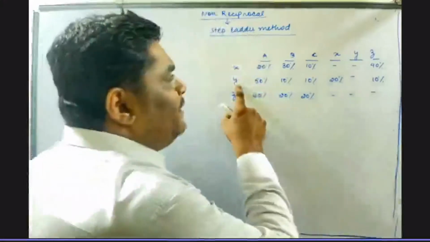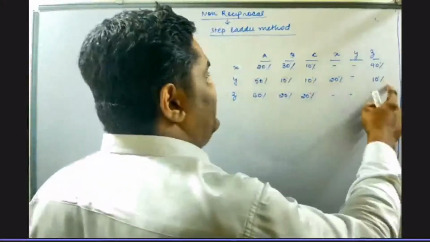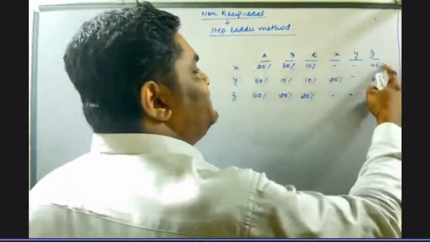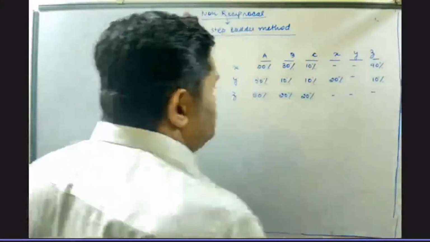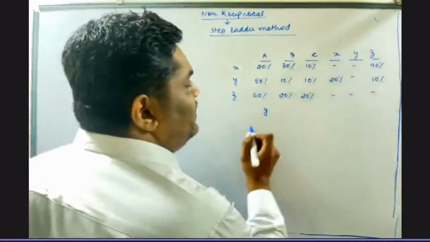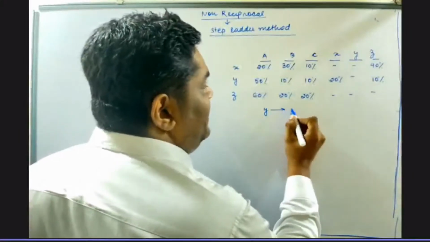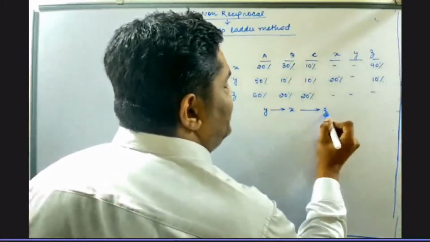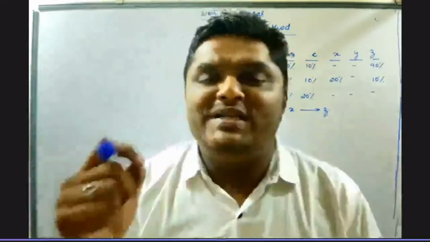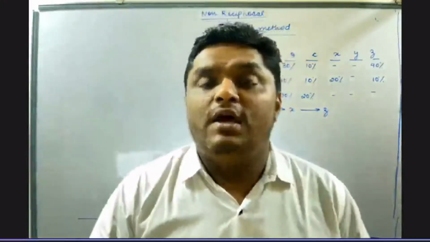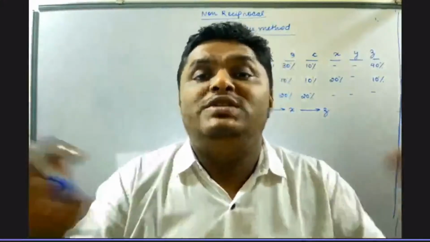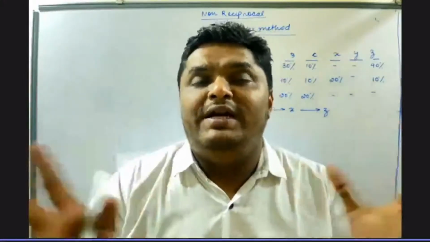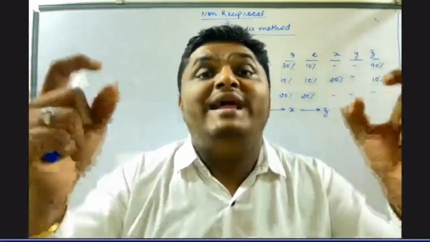So Y is providing services to X and Z. X is providing services to Z and Z is not providing any services. So the order of distribution will be first Y, second it will be X and third it will be Z. Not in terms of percentage, not in terms of rupees, but the one that serves the maximum number of other service departments, not in terms of percentage, but the number of service departments.